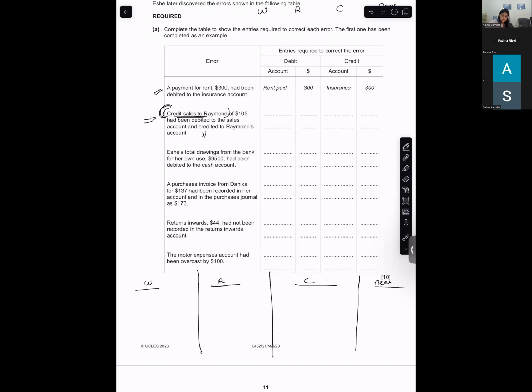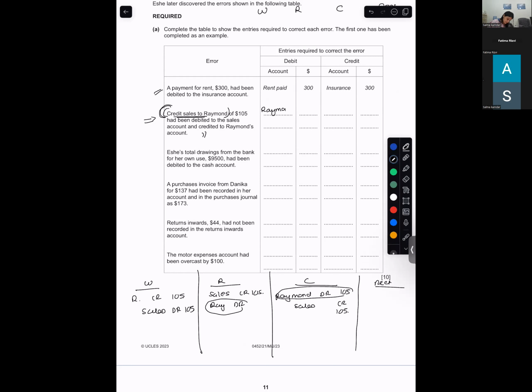Okay. Raymond debit, sales credit. What is wrong? Wrong is Raymond credit and sales account debit. Reverse. Raymond debit, sales credit. Rectification. Raymond debit 210, sales credit 210. Okay. Why so?